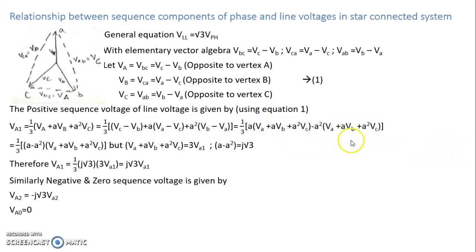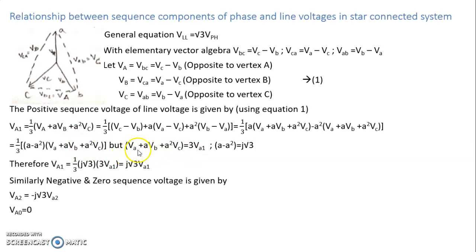So this equation we obtain after expanding and multiplying, taking only positive polarities, that is first aVA, a square VB, VC. In that I have taken a common. Next I have taken only negative values, so in the negative values I have taken a square common and kept the rest as it is. So in this whole equation, this term is common, that is VA plus aVB plus a square VC. If I take it outside, we will get 1 by 3 (a minus a square). The a minus a square value you already know, and the VA plus aVB plus a square VC value we also know.